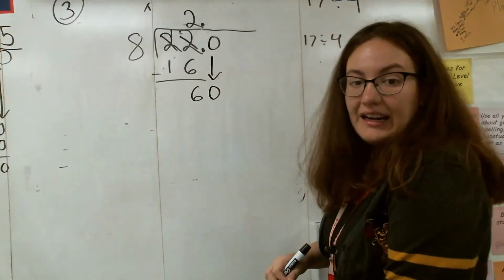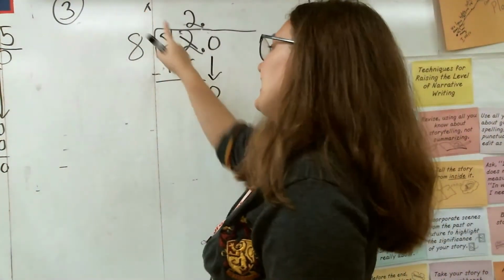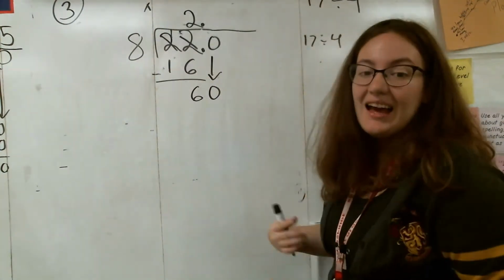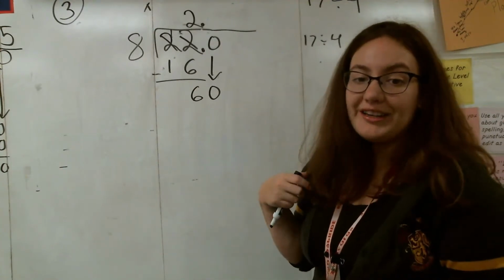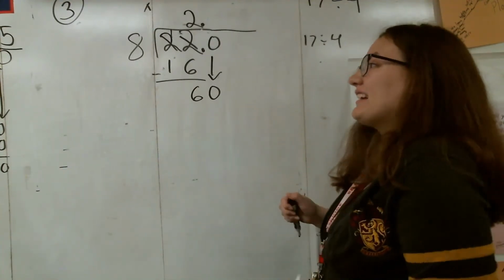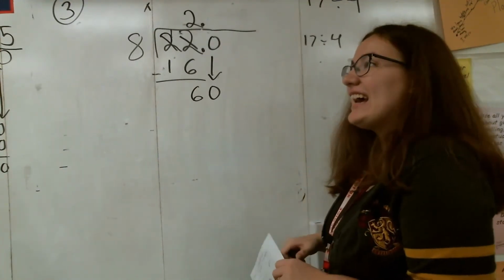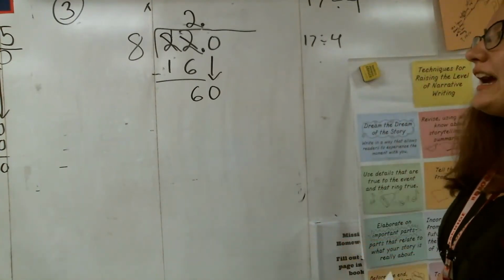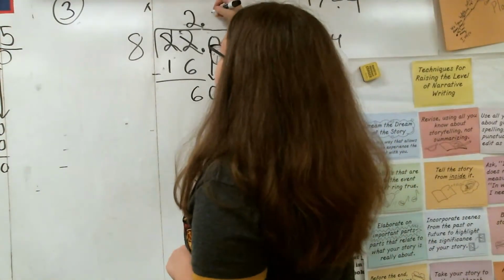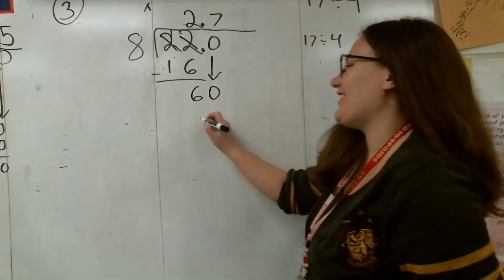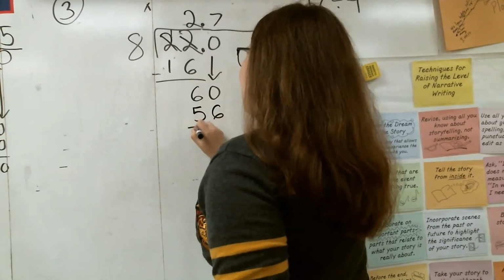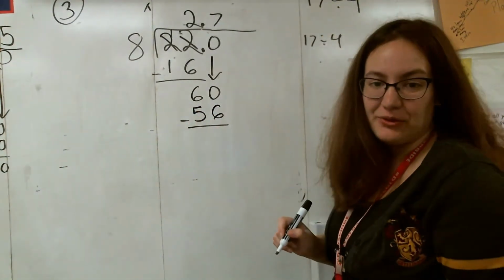And now I need to figure out how many times can 8 fit into 60. And this is where it really helps if we know our facts. You can also try skip counting. So like I think 6 times 8 is 48. That doesn't really work. So then maybe I could try 8 times 7 instead. So then we could do 8 times 7, which is 56. And then I can go ahead and subtract from there.